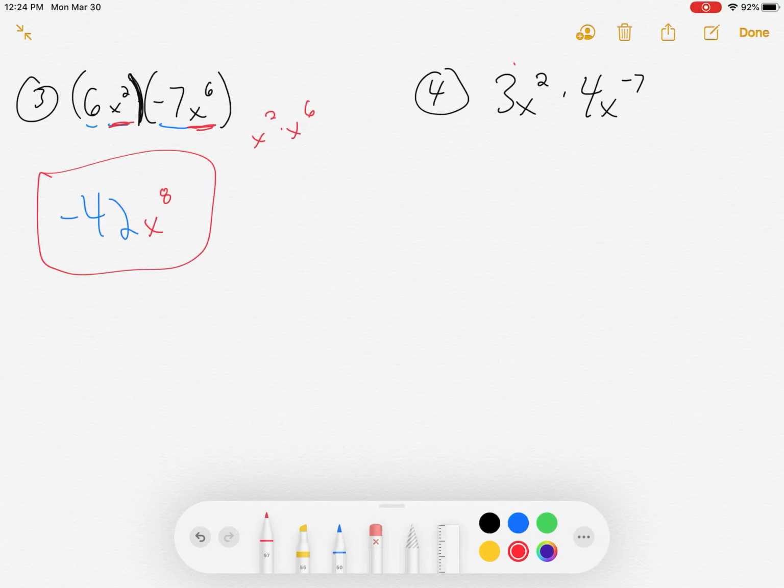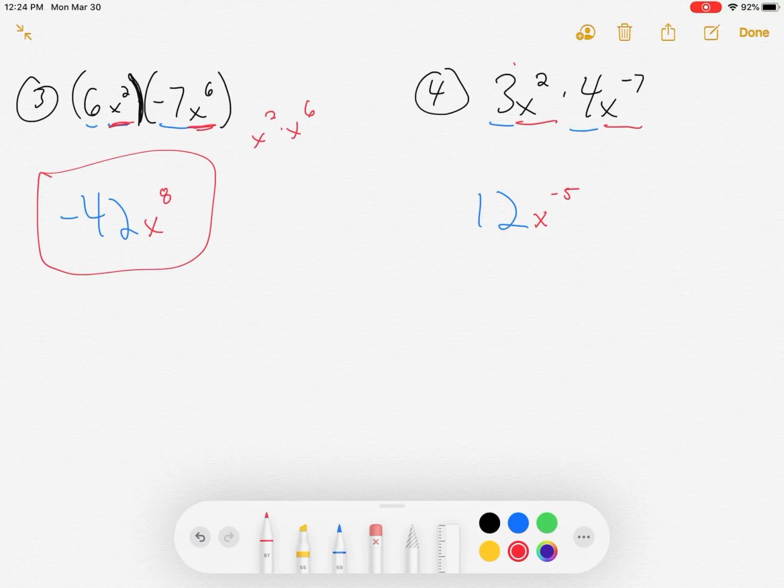Okay, last but not least, number 4. Number 4 is more or less the same thing. I'm going to multiply my whole numbers. 3 times 4, well, that's 12. Now I'm going to have x squared times x to the negative 7th. Again, same base, add the exponents. I get 12x to the negative fifth power.